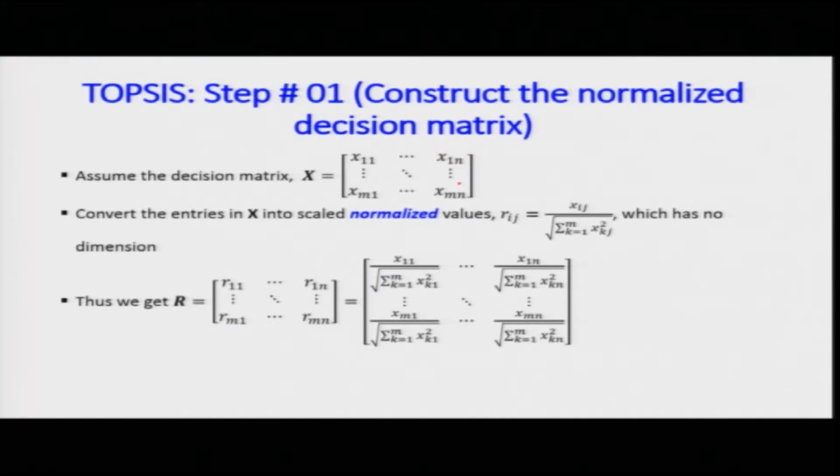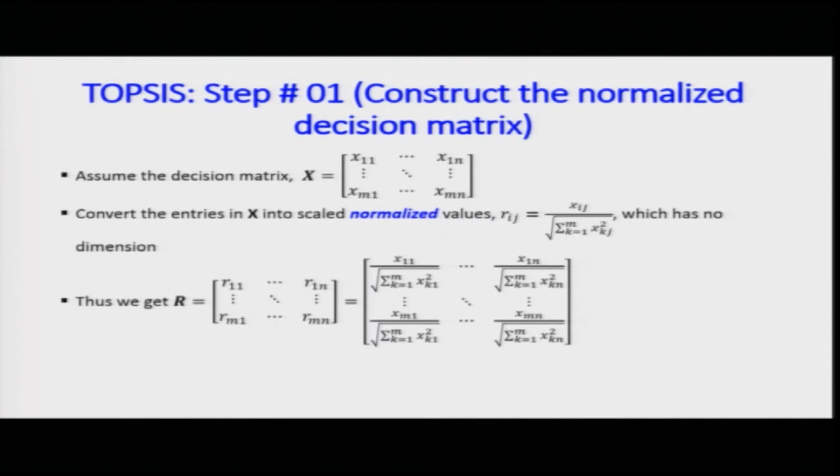Similarly, if I go to the last row, xm1 would be the value accruing from criterion 1 to the mth alternative. Similarly, xmn would be the value accruing from the nth criterion to the mth alternative. So, once you have these decision values, which are given, you need to find out the normalized values.